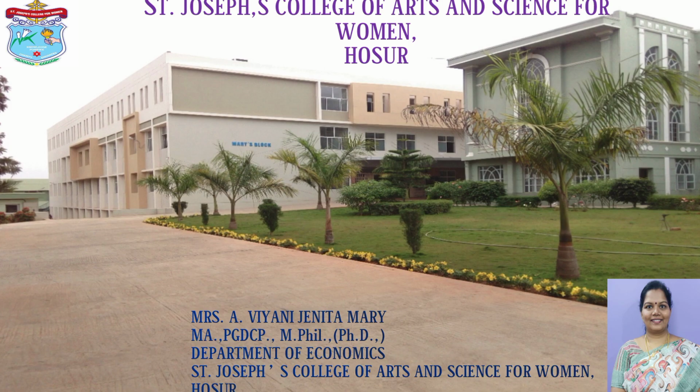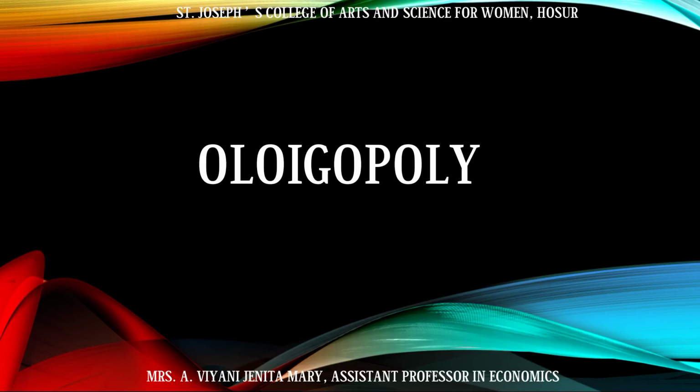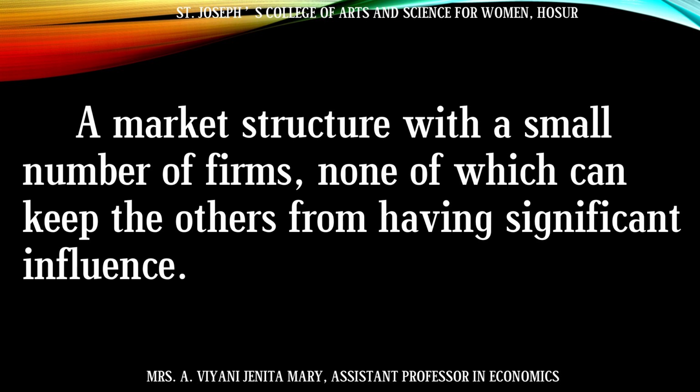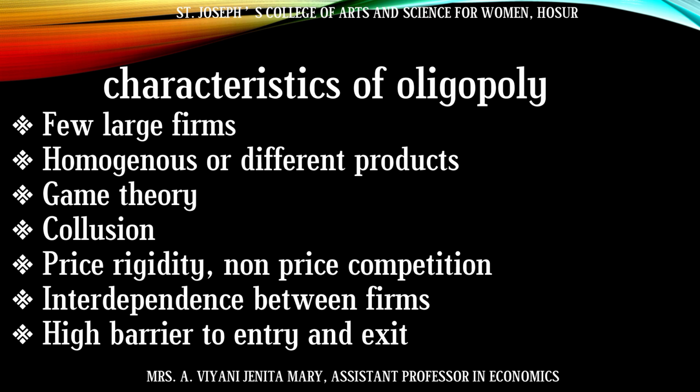In this video, we will learn about oligopoly. A market structure with a small number of firms, none of which can keep the others from having significant influence, is called an oligopoly. The characteristics of oligopoly are few large firms, homogeneous or different products, game theory, collusion, price rigidity, non-price competition, interdependence between firms, and high barriers to entry and exit.